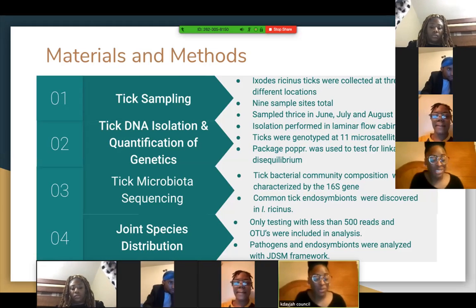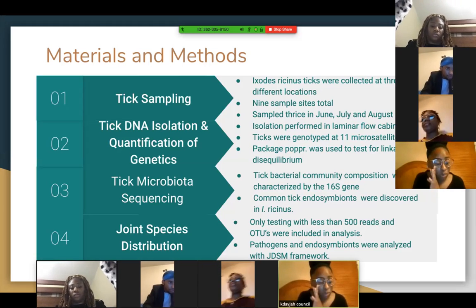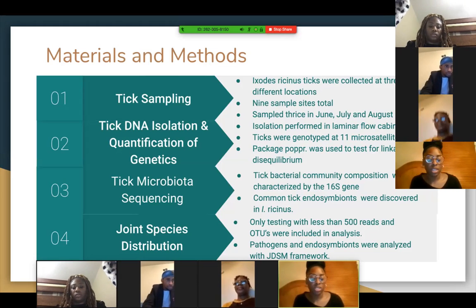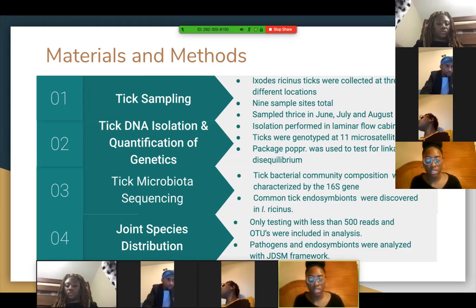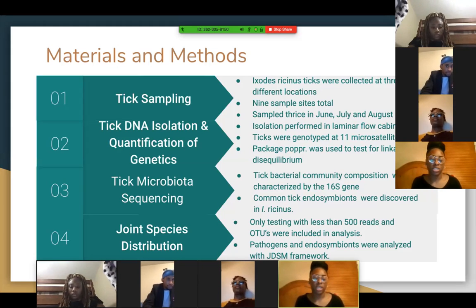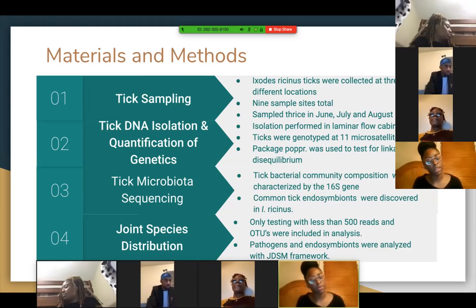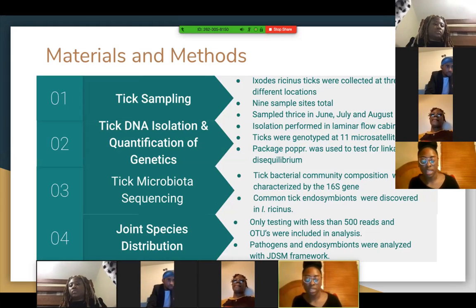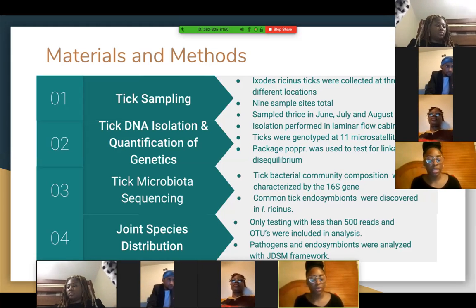Okay, so for materials and methods, 3 locations differing in temperature and elevation were used to sample the ricinus ticks. At each location, 3 levels of elevation were taken into consideration, which totaled 9 sampling sites. The ticks were sampled in June, July, and August. Those results will be shown in Table 1.